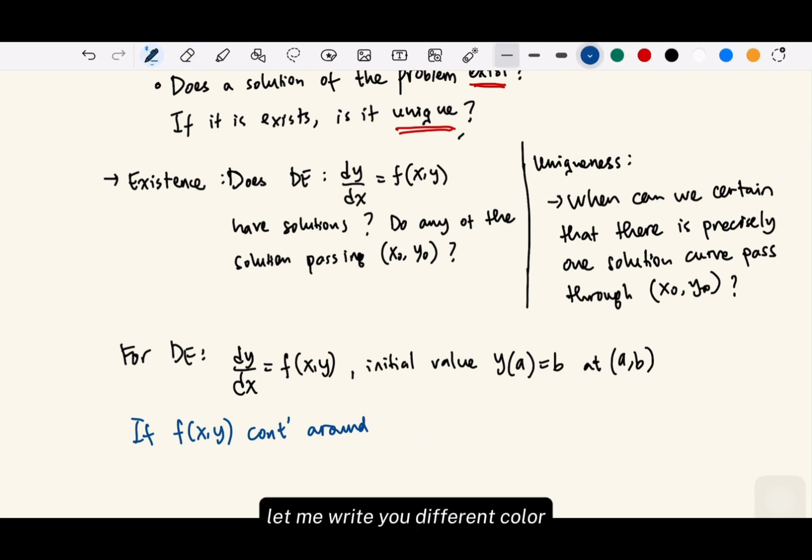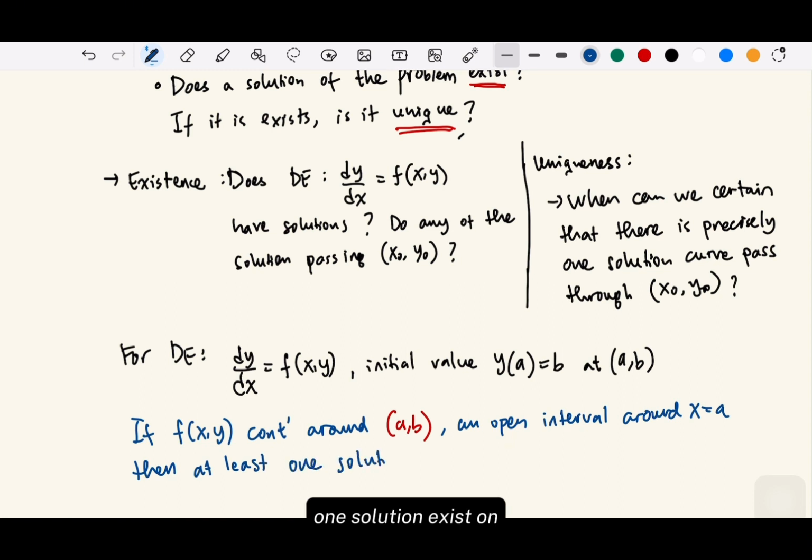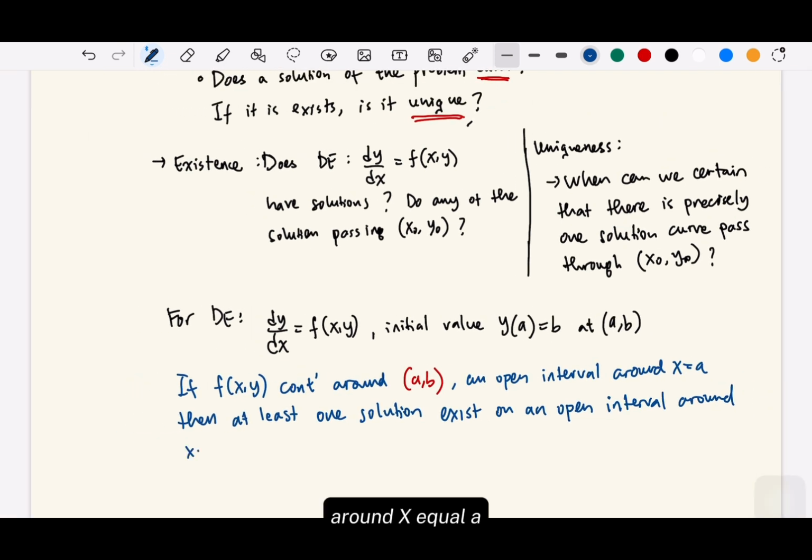on an open interval around x = a, then at least one solution exists on an open interval around x = a.